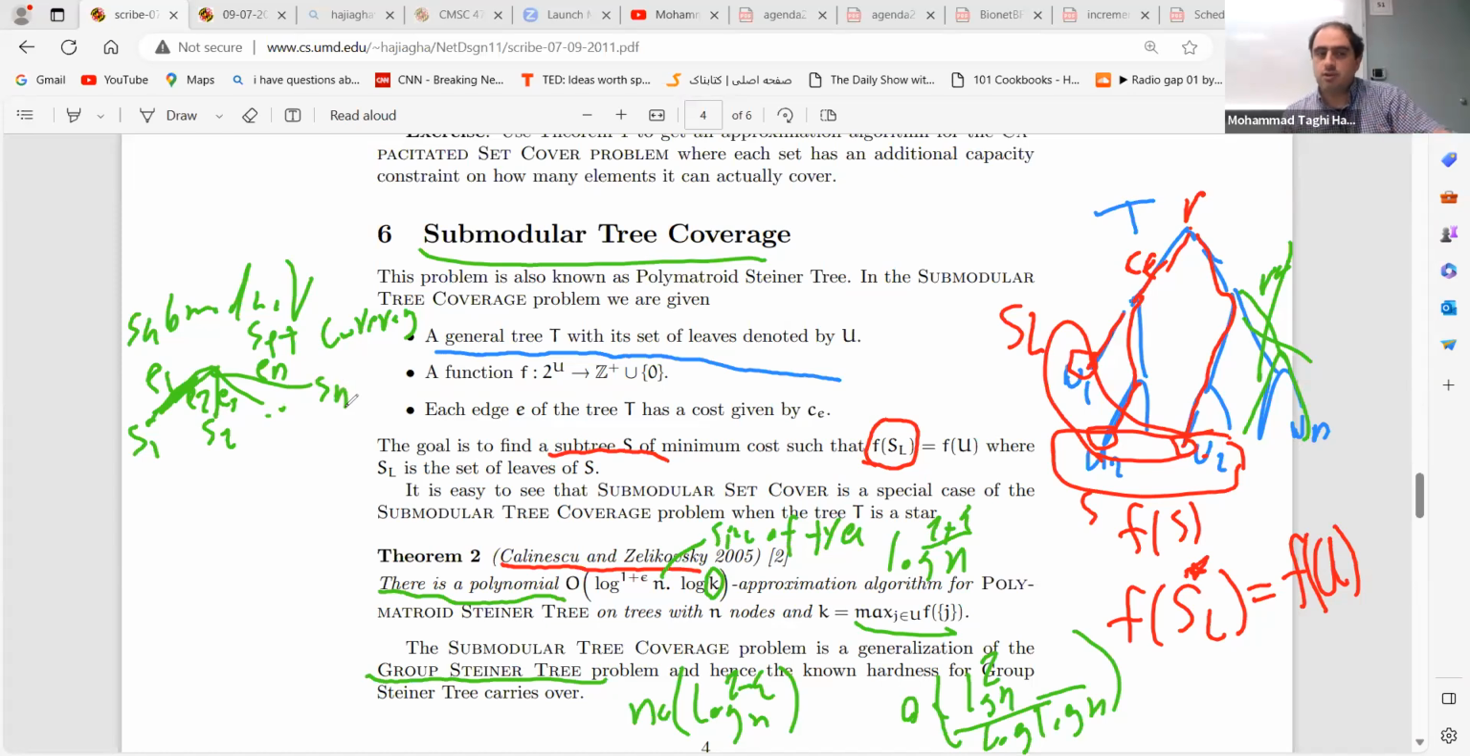So the submodular set cover will be a special case of this example. Because there, essentially, what was the goal? You want to find a set of sets such that f of these guys is equal to f of U, and the sum of the costs of these guys. Now, what is the sum of these costs? The sum of these costs would be essentially just the sum of the edges that you are selecting.